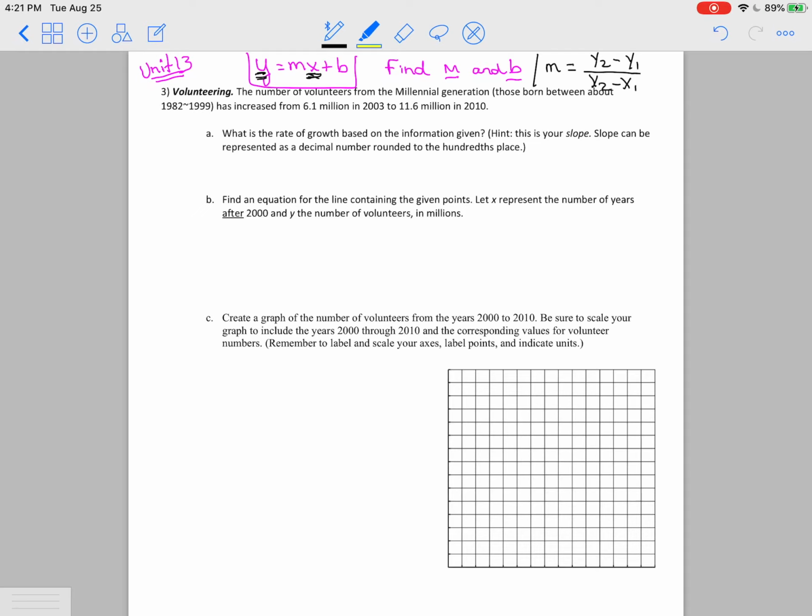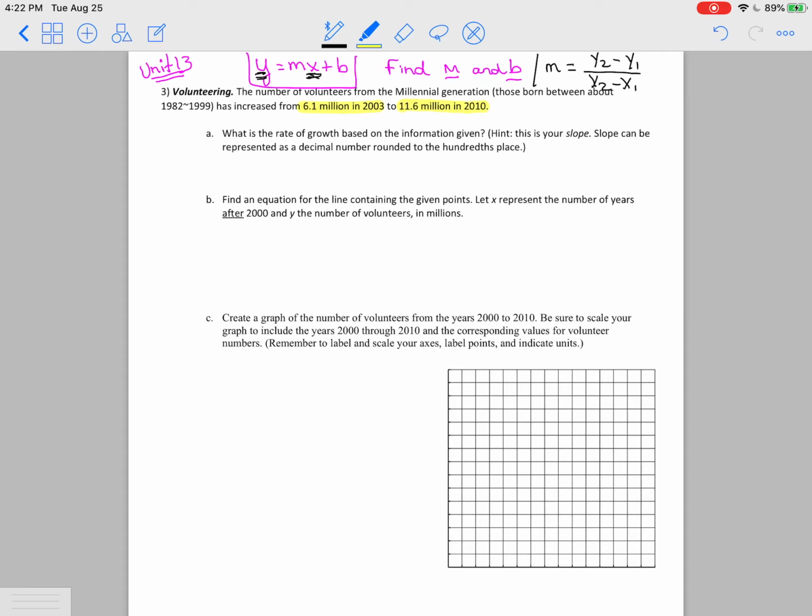All right, volunteering. The number of volunteers from the millennial generation, those born between about 1982 and 1999, has increased from 6.1 million in 2003 to 11.6 million in 2010. So if you think through the scenarios we just talked about, you notice obviously we don't have a graph, and they didn't give us a slope, but they did give us some information here that we can create 2 points out of.